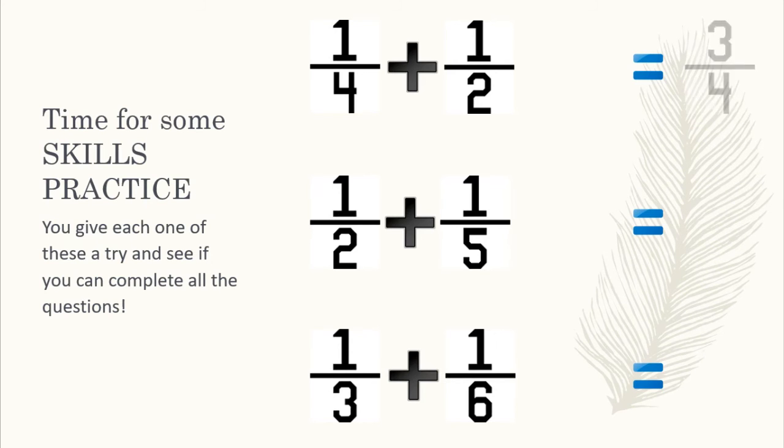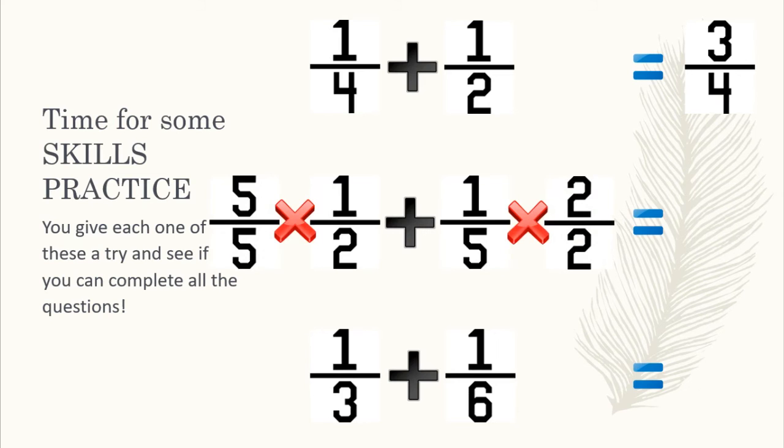All right. Did you get 3/4? I bet you did. Okay, let's try another one. Let's see, the 1/2 plus 1/5. This one was tricky. Look at that. We have to change the bottom number, the denominator, in both.